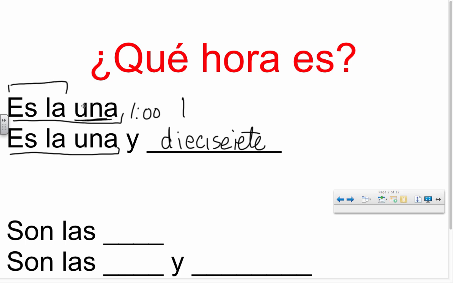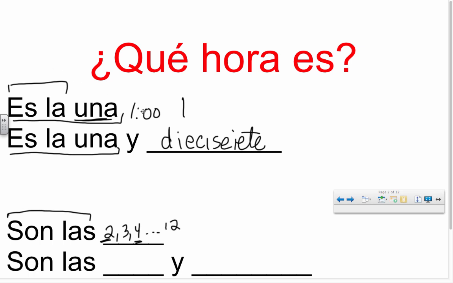But now, obviously, there's more than 1 o'clock. There's 2, 3, 4, 5, 6, 7, 8, 9, 10, 11, 12. So we need something else, and that's going to be son las. So son las is going to work for 2, 3, 4, all the way to 12 o'clock. So if it's 2 p.m., we're going to say son las dos. If it's 4 p.m., we're going to say son las cuatro. But again, it's not always going to be 1 o'clock, 2 o'clock, 3 o'clock, 4 o'clock. There's going to be minutes.